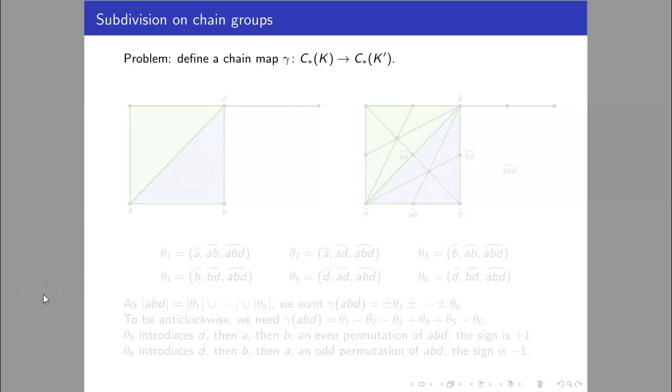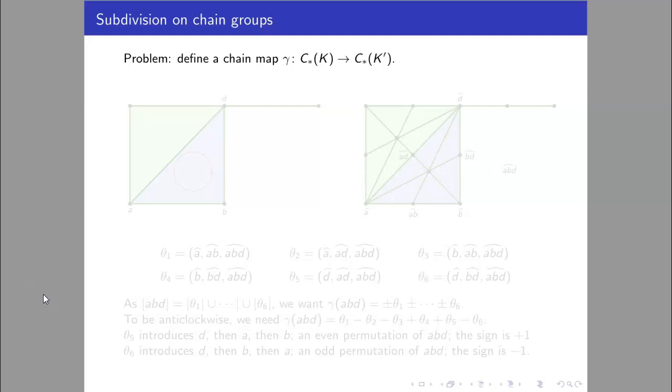Now I want to talk about subdivision on chain groups. So one of the basic points about barycentric subdivision is that the homology of K prime is going to turn out to be isomorphic to the homology of K. And that's a key ingredient in the fact that homology is invariant under homotopy equivalence. So we need to prove that.